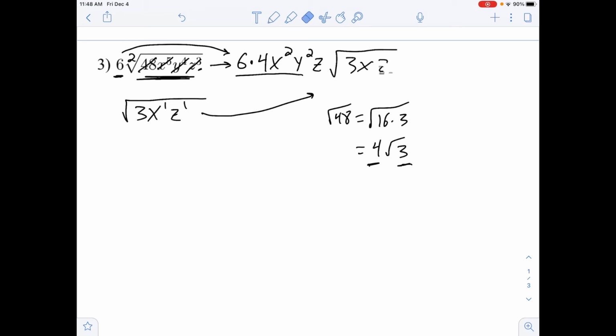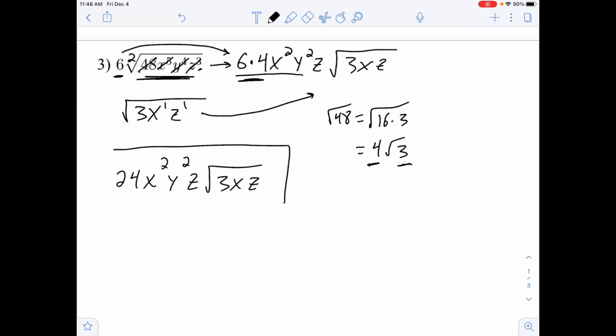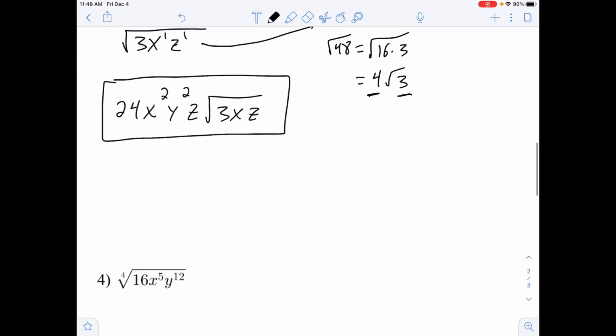So then this, put that over here, so 3xz. So then the final answer, let me just fix this up here. We're going to multiply those two numbers, because remember we still have to multiply the 6 here. So we get 24x squared y squared z times the square root of 3xz. And that is the answer for number 3.